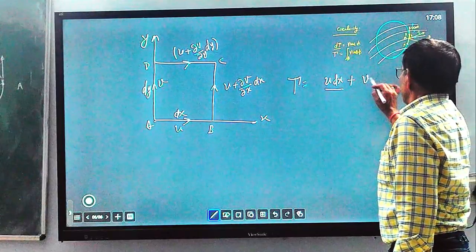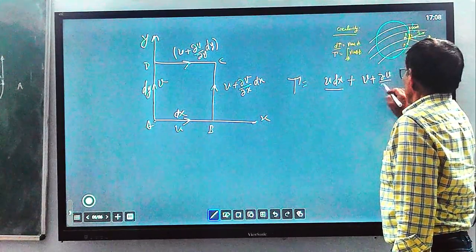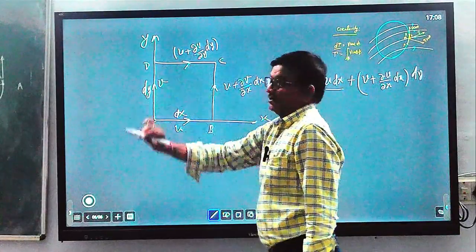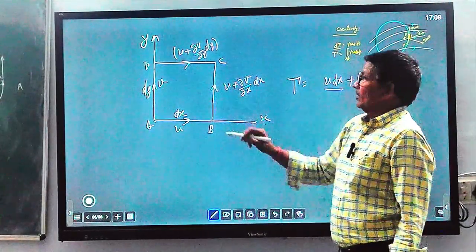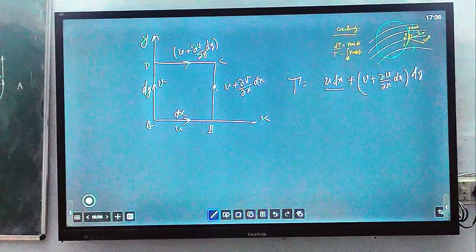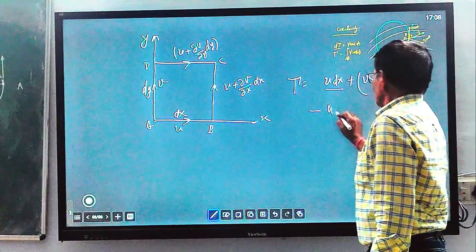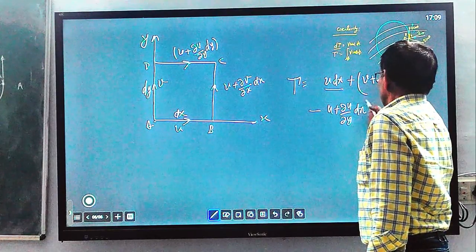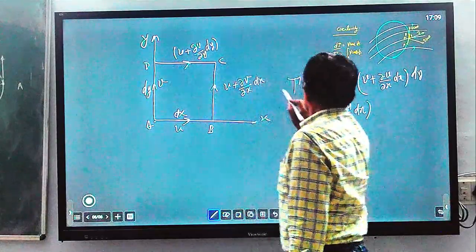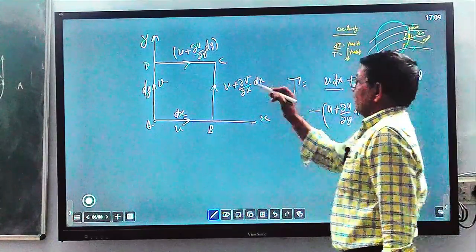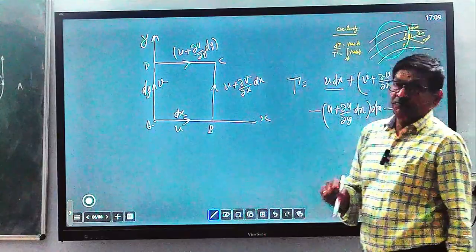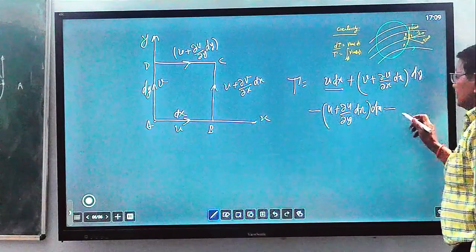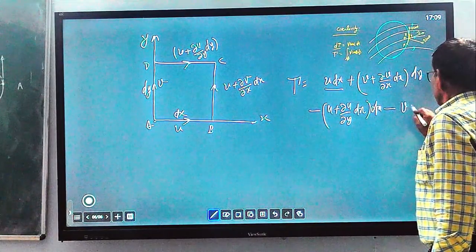now from B to C, that is v plus del v over del x dx into dy. Then C to D, you see the sign is changing, so we take the negative sign: minus u plus del u over del y dy into the length dx, so multiplied by dx. Then again from D to A, the sign is different because we are traversing opposite to the direction of velocity, so it will be equal to v dy.